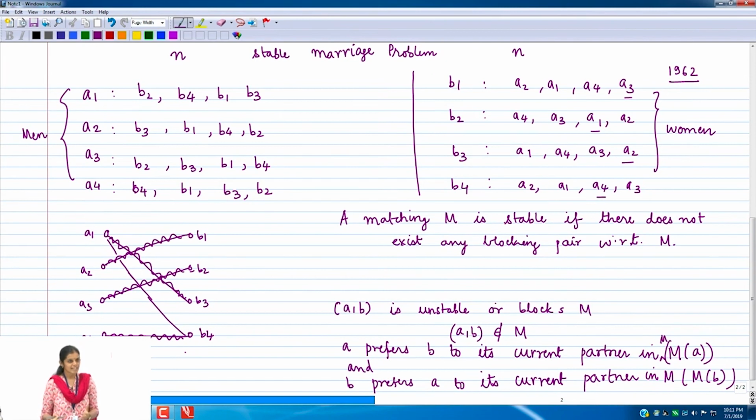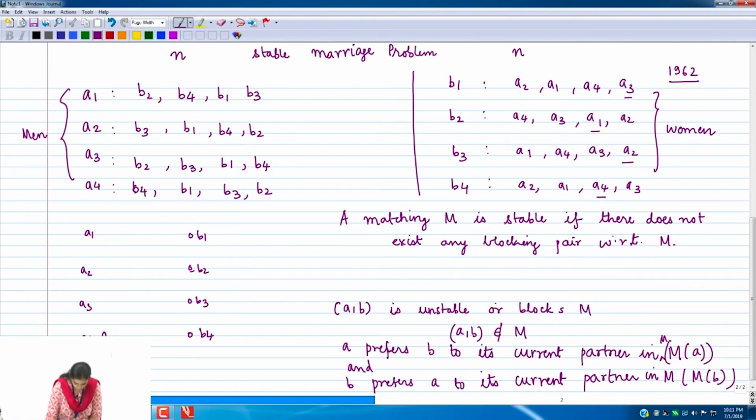So after these many tries, one may start feeling that there are systems where there is no stable matching, but indeed we will illustrate using another matching that this instance admits not only one but two stable matchings. So A1, B4, A2, B3, A3, B2 and A4, B1.